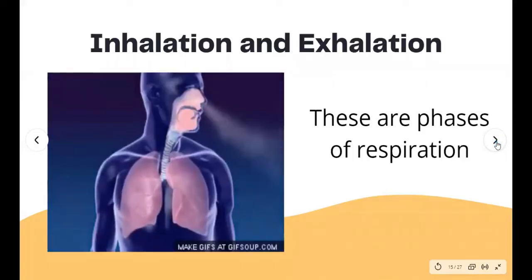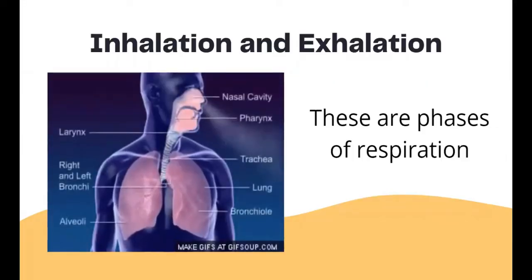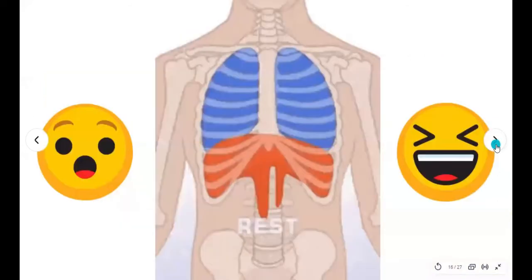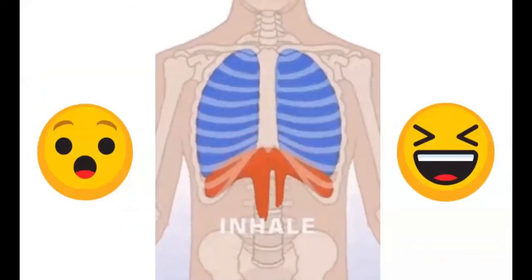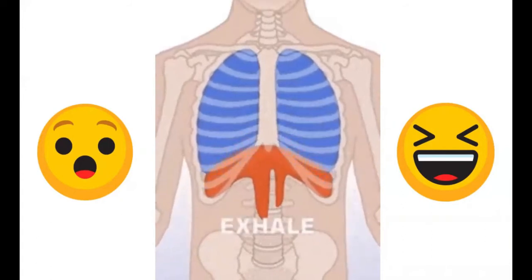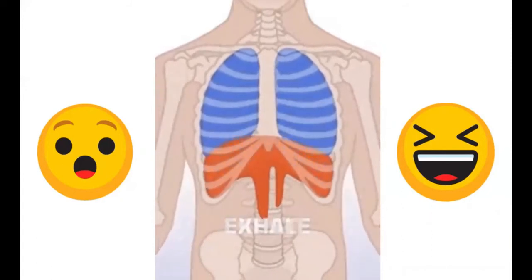Inhalation and exhalation are phases of respiration. Inhalation happens when oxygen from the air enters the lungs. As you inhale, your chest moves upward, as you can see here in the example. As you inhale, your chest moves outward and upward to expand as a result of contraction of rib muscles.